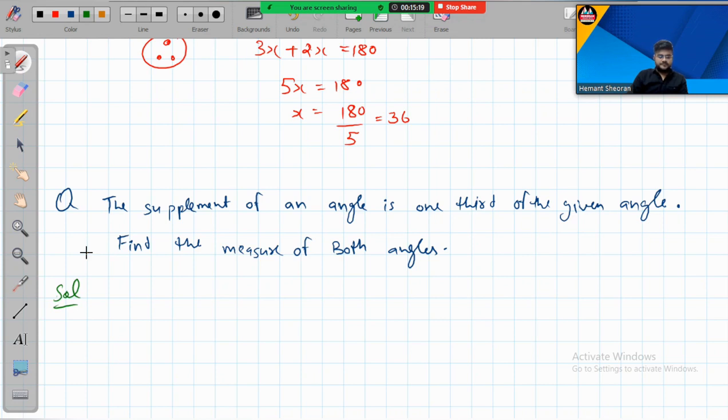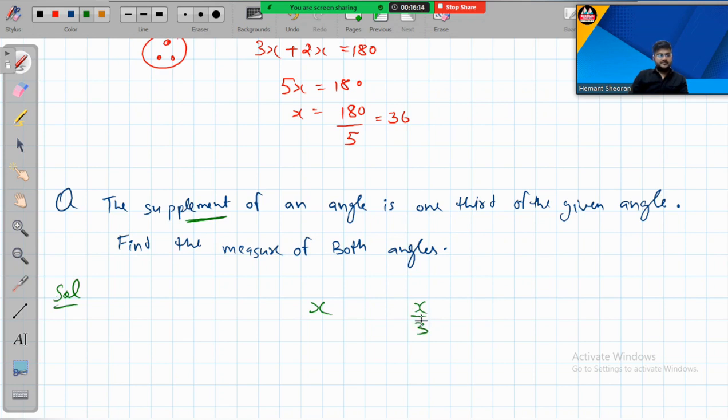180 divided by 4, that is 45. And then, you can imagine that one angle is 3 over 3 and the other angle is 1 over 3. They are saying it is 1/3 of the given angle. Yes or no? So we can say the given angle will be, if I assume it to be x, then its supplement will be x over 3. Getting it?